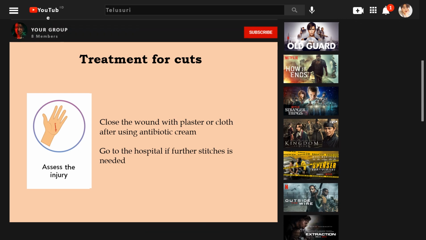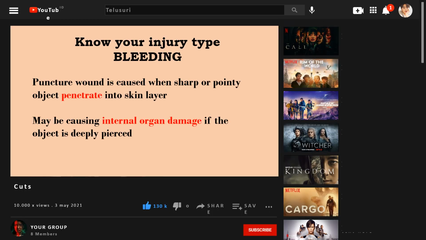After you have applied the antibiotic cream, close the wound with plaster or clean cloth. And if the wound is big, go to the hospital to get stitches. Now those are the steps to treat a laceration wound.